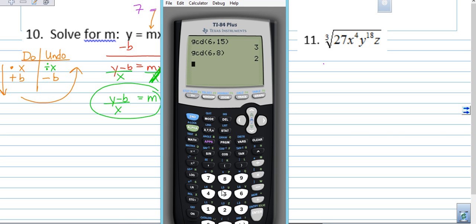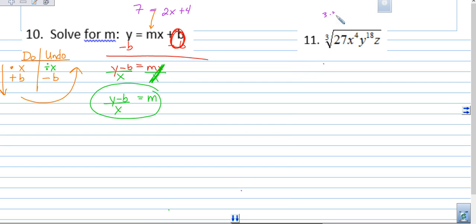Let's turn it back on. So I want to do the third root, so I'll type 3. I'll hit math, and then I'm going to use the x one. Okay? So that's saying the third root. And then I'm going to type in 27. I'm going to press enter. And you get 3. And that's because 3 times 3 times 3 equals 27. 3 times itself 3 times is 27. So that gives me 3.